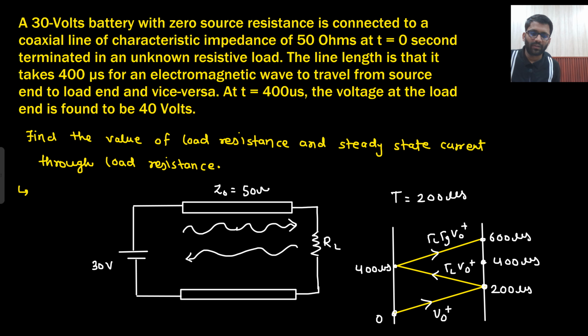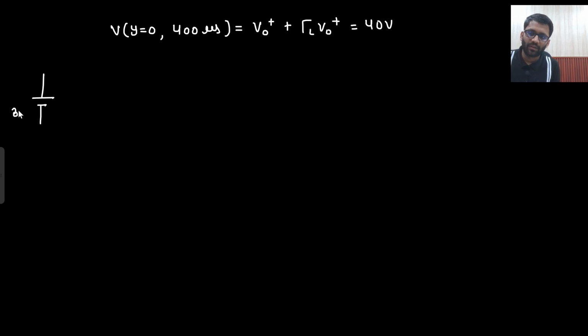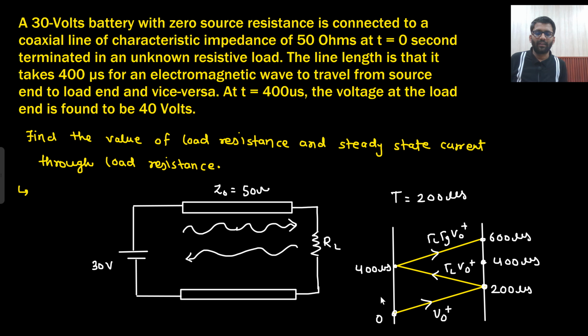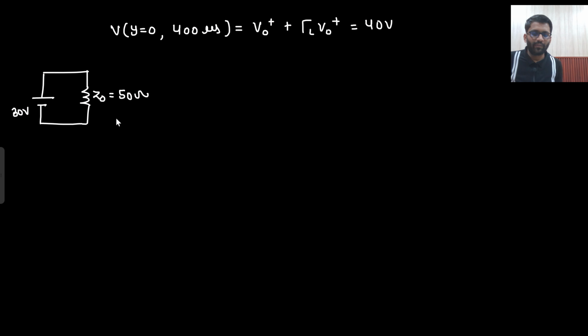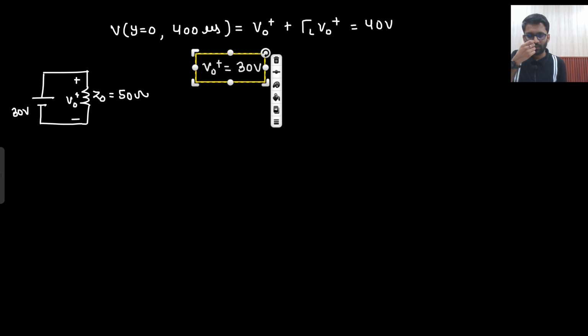So the battery is 30 volt, and I will replace my transmission line with Z naught impedance. Why am I replacing with Z naught? Because for V naught plus, it will see Z naught only, right? So what will be my V naught plus voltage? This will be my V naught plus voltage. Since there is no ZG, the complete voltage will be coming here. So V naught plus will be equal to 30 volt only. Okay, so the value of V naught plus is 30 volt. Are you getting this point?